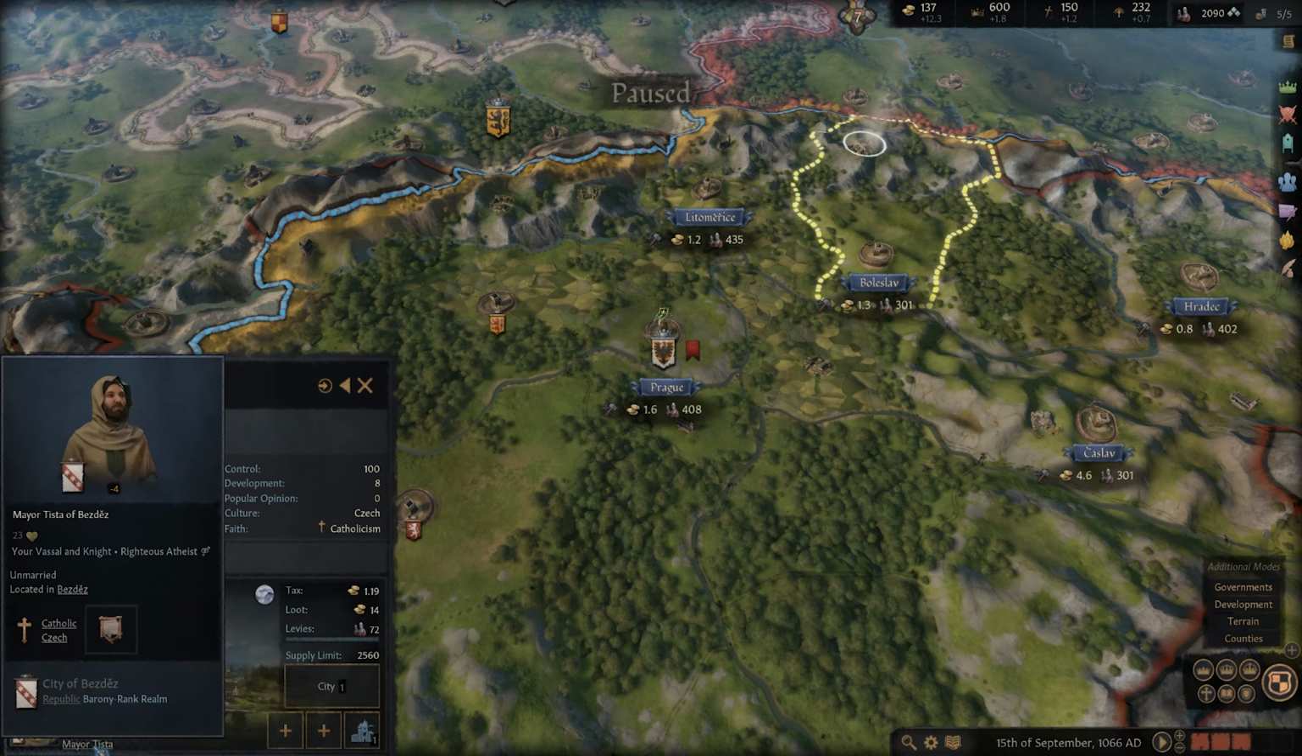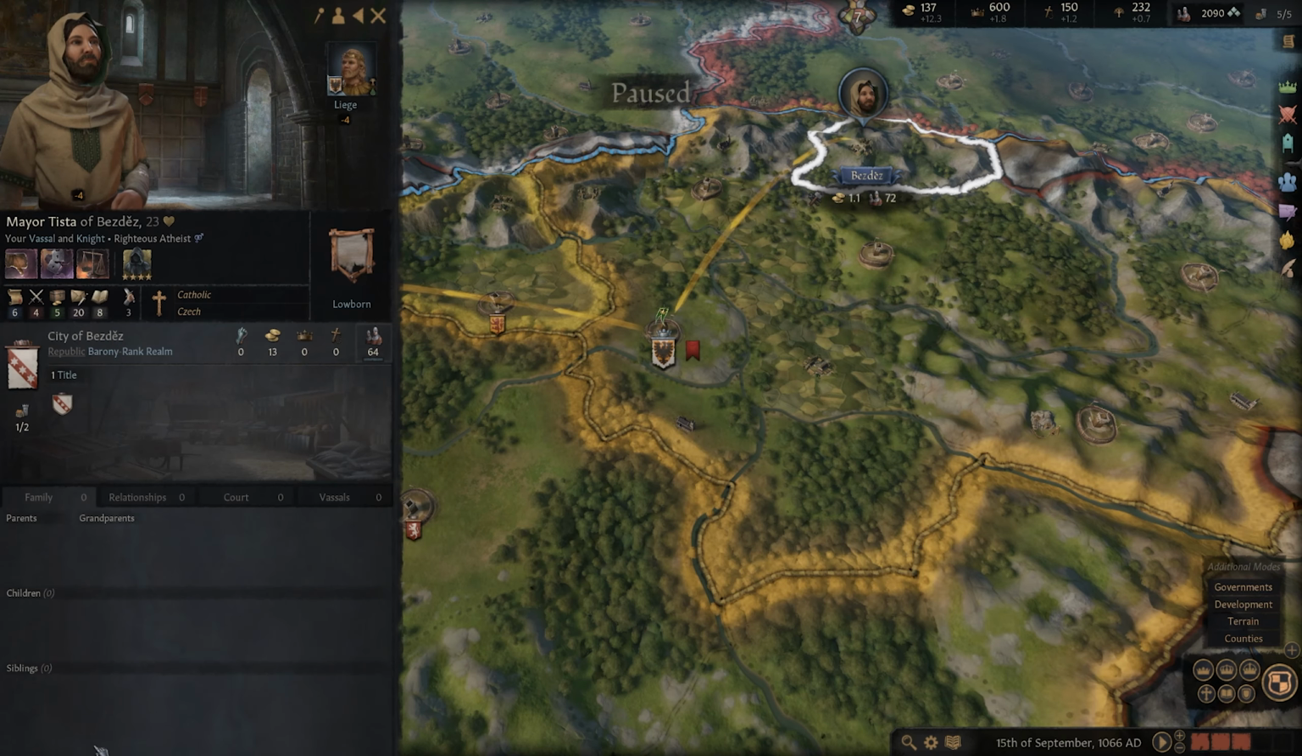These mayors will not add to your direct vassal limit as mentioned already due to their single barony holding.